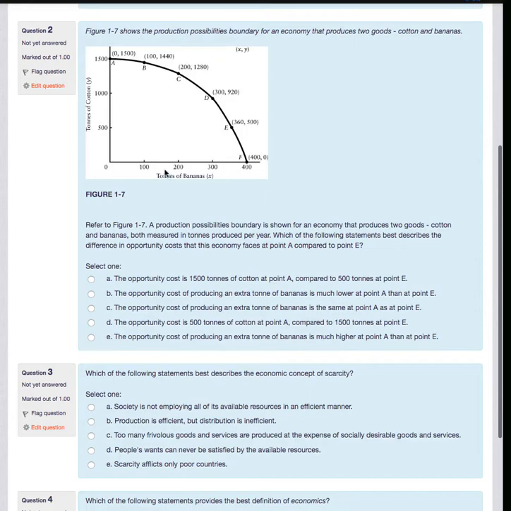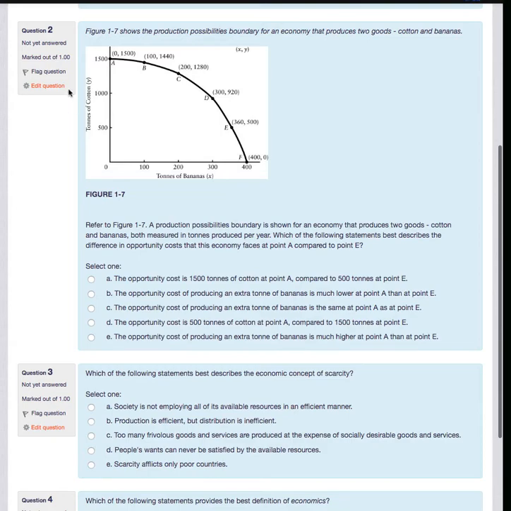An increasing opportunity cost in terms of if I want to produce more bananas, for this first 100 units of bananas, I didn't have to give up that much cotton. For the second 100 units, I had to give up a little bit more. For the third, quite a bit more. And for the fourth 100, I had to give up a lot of cotton in this case. So for producing more bananas, as I produce more and more, my opportunity cost in terms of cotton goes up. So the opportunity cost is 1,500 of cotton at point A.